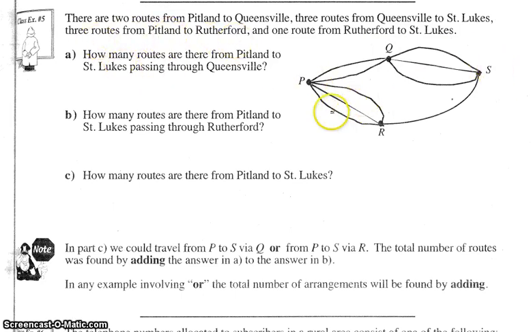There we go. Here's our 3 paths. And 1 route from Rutherford to St. Luke's. So how many routes are there from Pitland to St. Luke's passing through Queensville? Well, to get to Queensville, we could go this way or this way. So to get here, we would have 2 routes. Now, then to continue on to St. Luke's, we could go this way, or this way. Now, because there were 2 routes to get to here, there'd be 2, and then 4, and then 6.